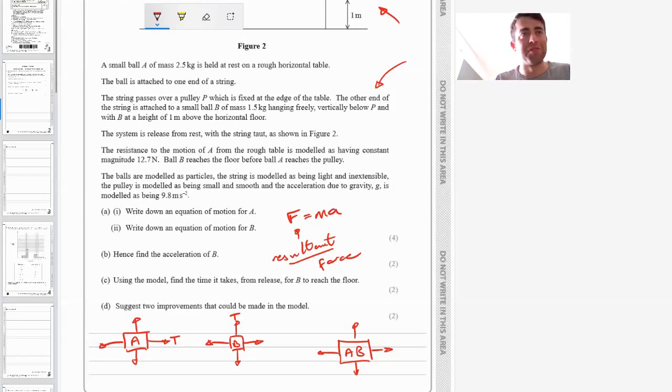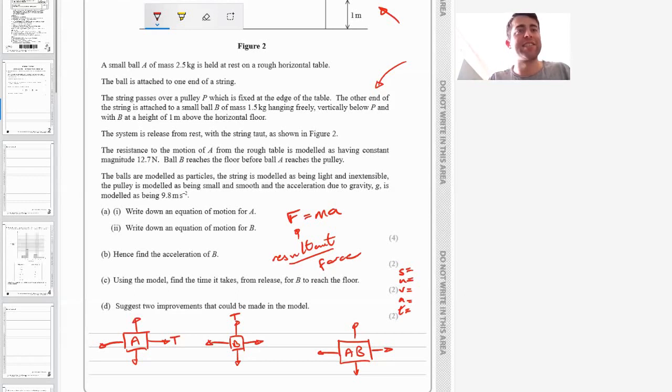Part C is using the model to find the time it takes from release for B to reach the floor. I reckon SUVAT will come in there. Once you've got acceleration and we're talking about time and distance and velocity and whatnot, you're going to be using SUVAT, and you're going to lay out your SUVAT very nicely, aren't you? Writing everything out neatly and picking the correct SUVAT equation from the formula book.